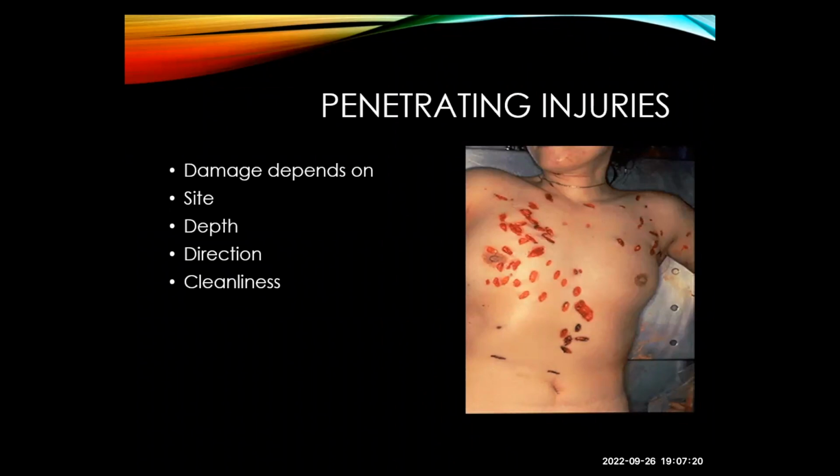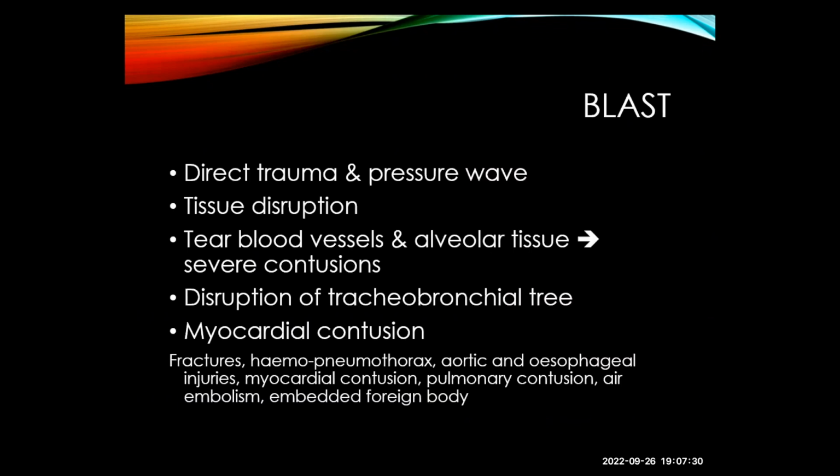Interestingly, she didn't end up with a hemothorax or a pneumothorax. They're always subcutaneous injuries because the damage depends on the depth, the site, the direction, and the cleanliness of the wound. Likewise, blast again causes both secondary and primary damage because it's the blast wave itself, but also the various shrapnel and the missiles which come off the blast.